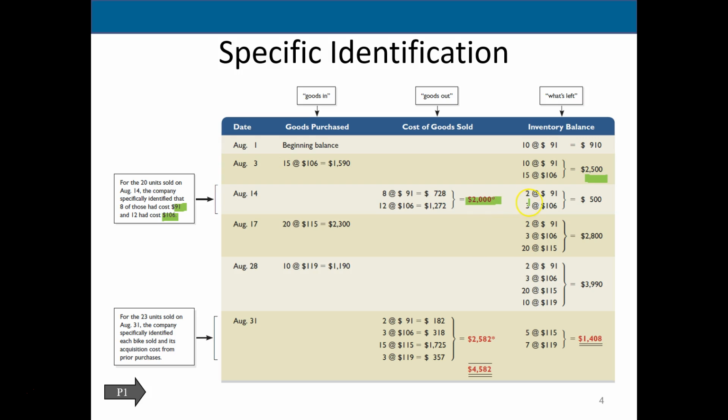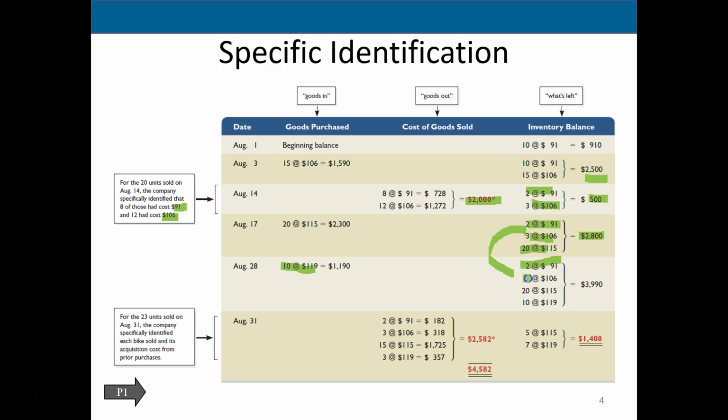If we look at our ending inventory, then we have the 10 units at 91 minus 8 brings us down to 2 times 91. We had the 15 units at 106 minus the 12 brings us down to 3 at 106, giving us a total ending inventory on the balance sheet of 500. Then on August 17th, we bought 20 units at 115. Now we're just bringing down these two layers. Those are still there. And now we have another 20 units at 115 for a total on the balance sheet at the end of 2,800. Then we bought another 10 units at 119. So now we just brought down these units again here.